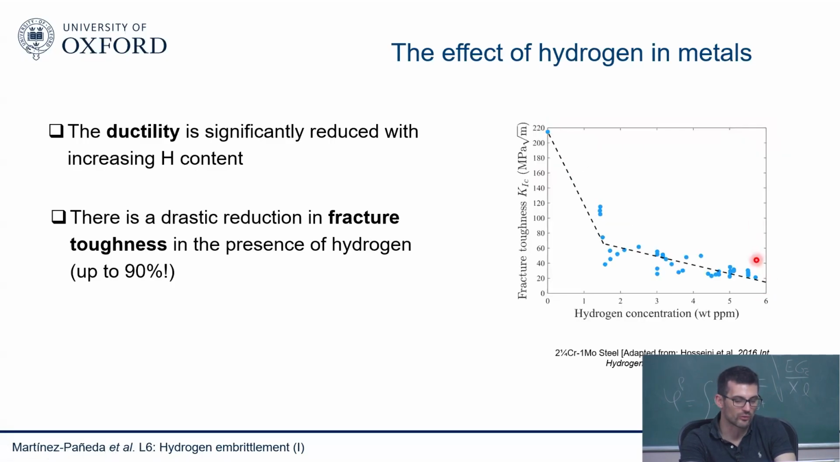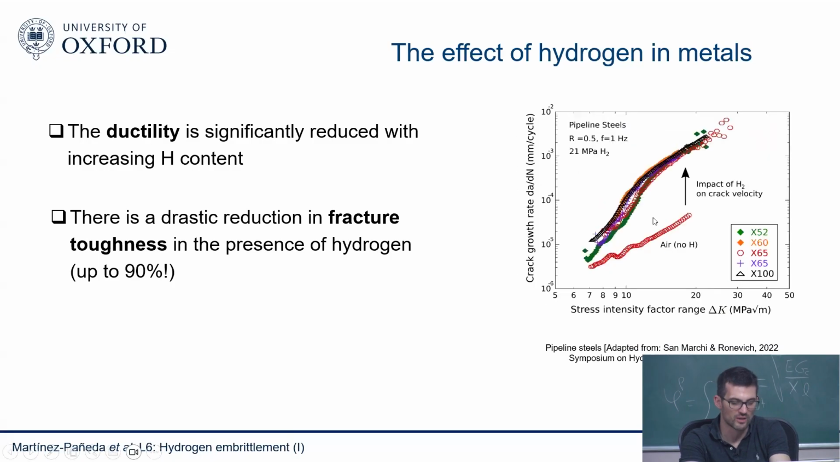An order of magnitude reduction with just 6 parts per million of hydrogen, and that leads to an order of magnitude increase in fatigue crack growth rate. So we discussed that already yesterday. What I didn't discuss yesterday is that the susceptibility to hydrogen embrittlement increases with the material strength.